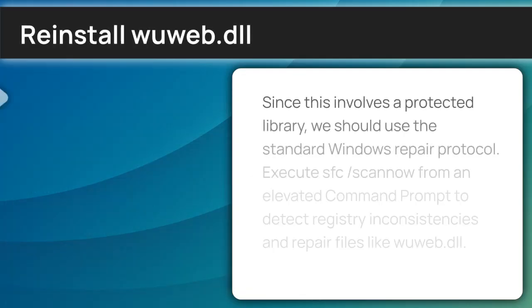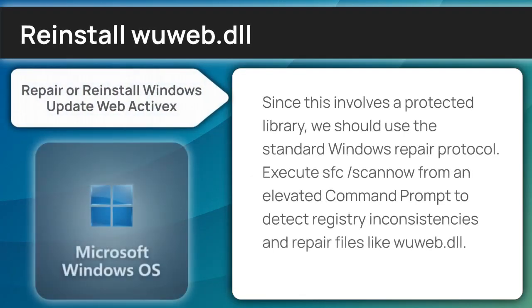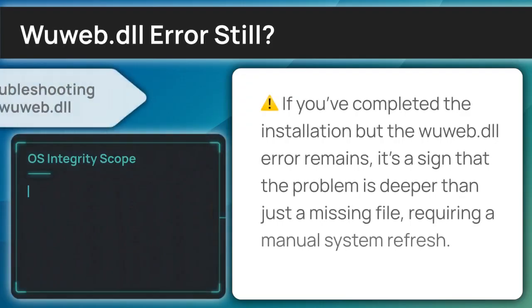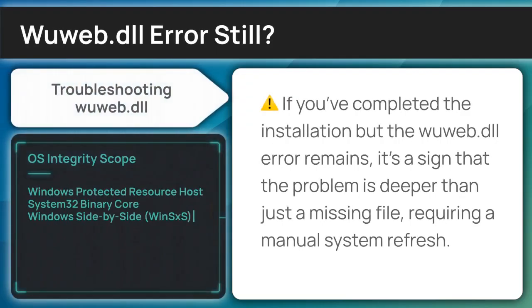Since this involves a protected library, we should use the standard Windows repair protocol. Execute sfc /scannow from an elevated command prompt to detect registry inconsistencies and repair files like Wuweb Library DLL. When a standard reinstall doesn't cut it, we move to advanced diagnostic steps to ensure the system is properly configured.